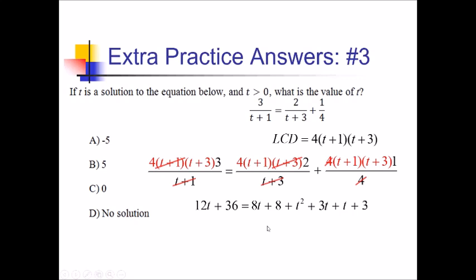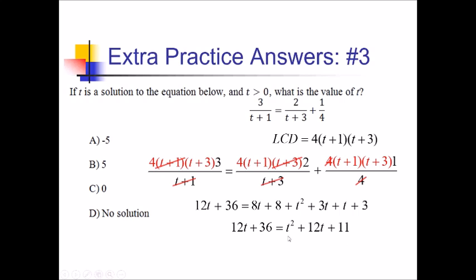A whole lot of simplifying. I'm going to keep the left the way it is for now, but don't worry, I'm coming back to that. On the right side, I'm going to combine like terms. So we have a t squared, nothing to combine that with. Now the t's, we have an 8t plus 3t plus 1t. That's a total of 12t. And then we have an 8 and a 3 that can add for 11.